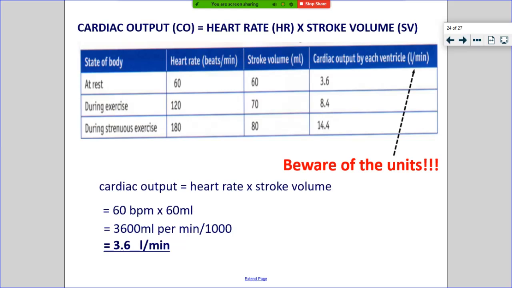But be careful. They will try to trick you and trip you up. Look at the units. What units do they want the cardiac output in? They may want it in milliliters per minute. They may want it in liters per minute. If it said milliliters per minute here, we're fine with 3,600. But if they want it in liters per minute, you need to divide by 1,000 and you'll get 3.6 liters per minute. Be careful.